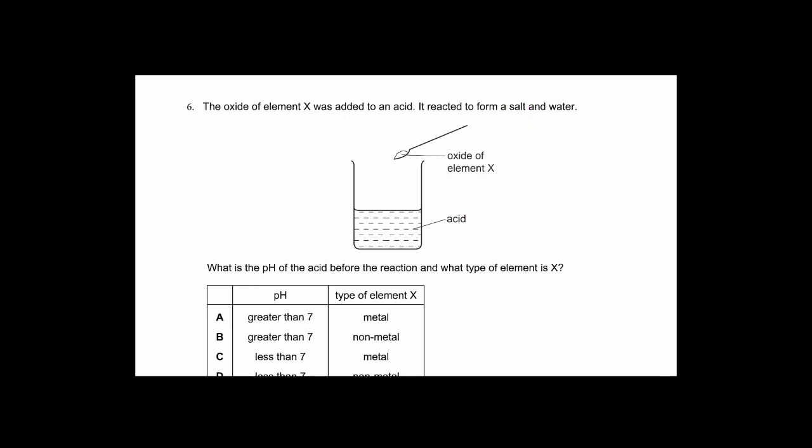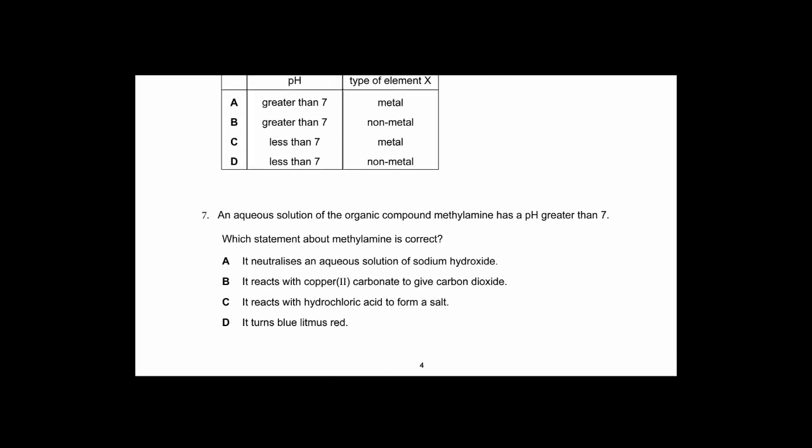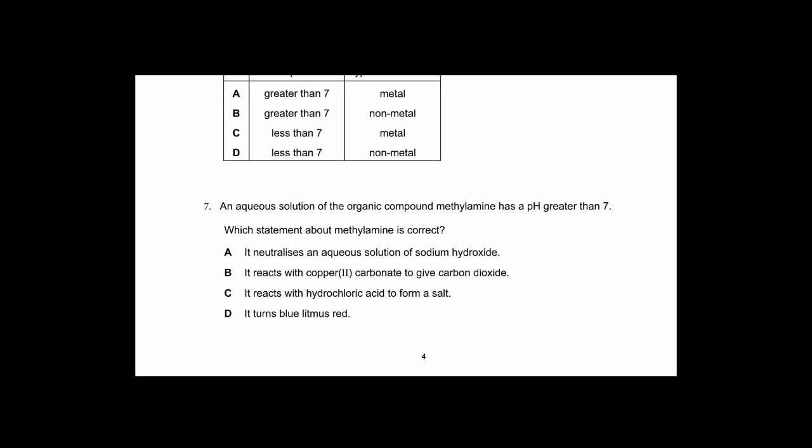So from our options, the qualifying answer is C. Question number 7. An aqueous solution of the organic compound methylamine has a pH greater than 7. So our target is greater than 7. Which statement about methylamine is correct?